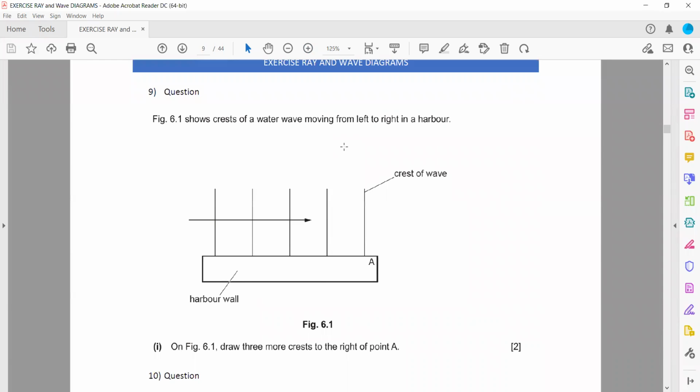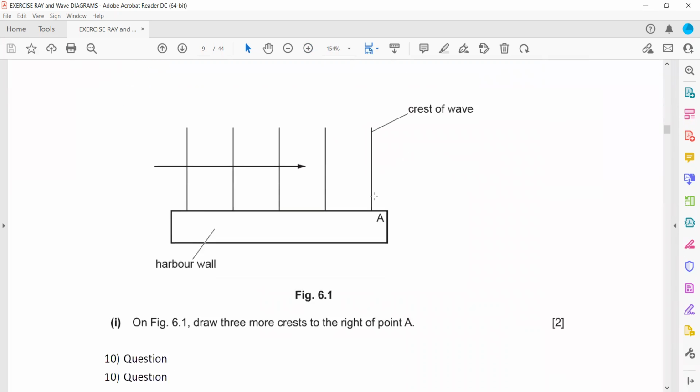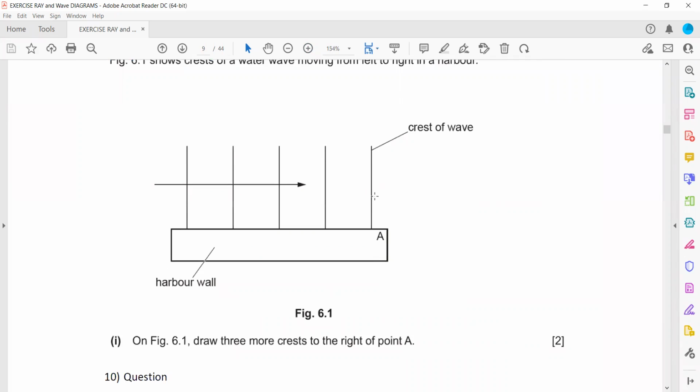Figure 6.1 shows a crest of a water wave moving from left to right of a harbor. On the figure, draw 3 more crests. So this is basically a bending of the wave around the obstacle, that's called diffraction. So when it passes, draw the 3 more crests to the right of point A. So A is this. So what will happen? This part will not diffract, only the part which is near the edge will slightly change direction.